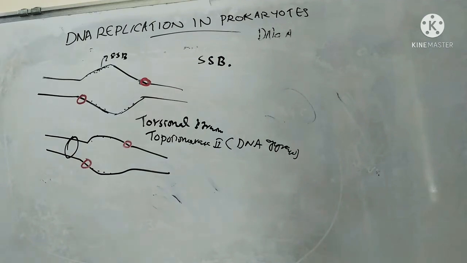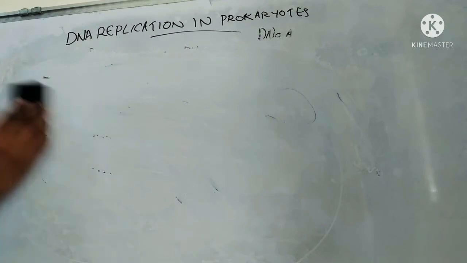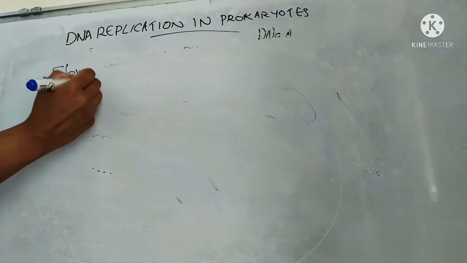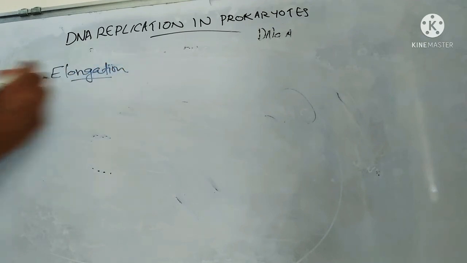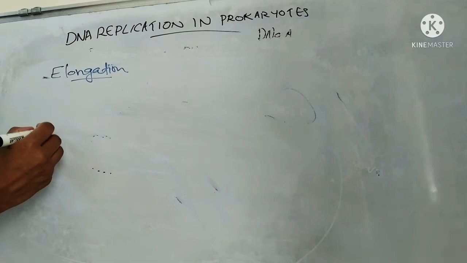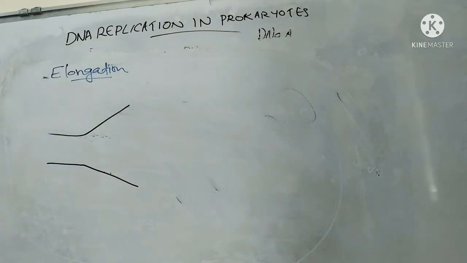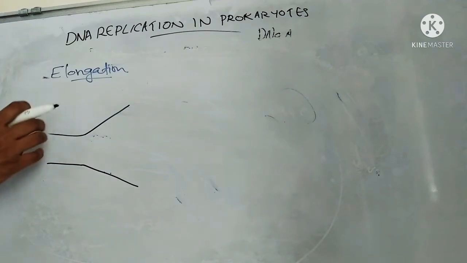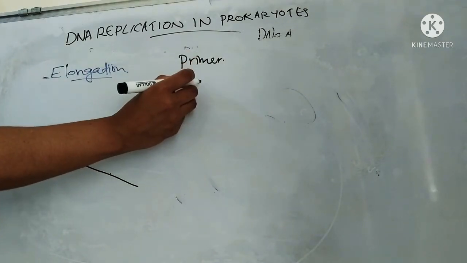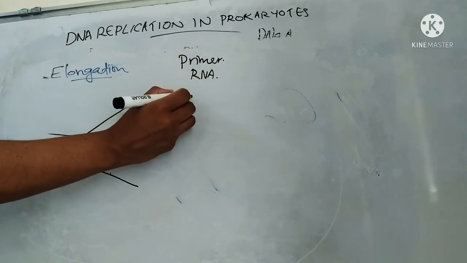Next step is elongation. So, in the replication fork, in elongation a primer is needed. A primer is a short segment of RNA.